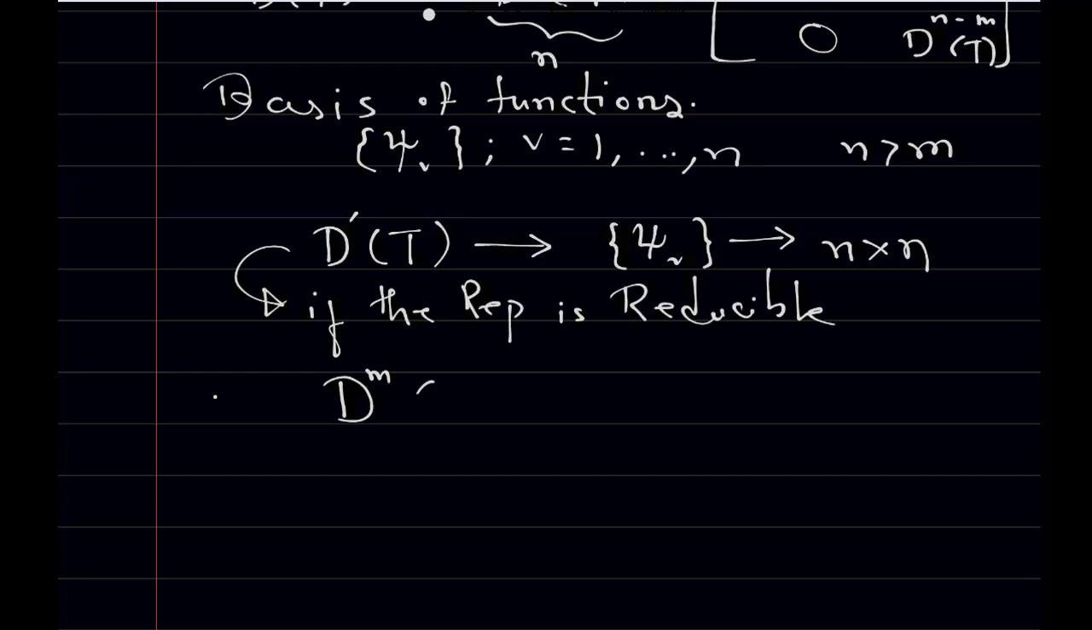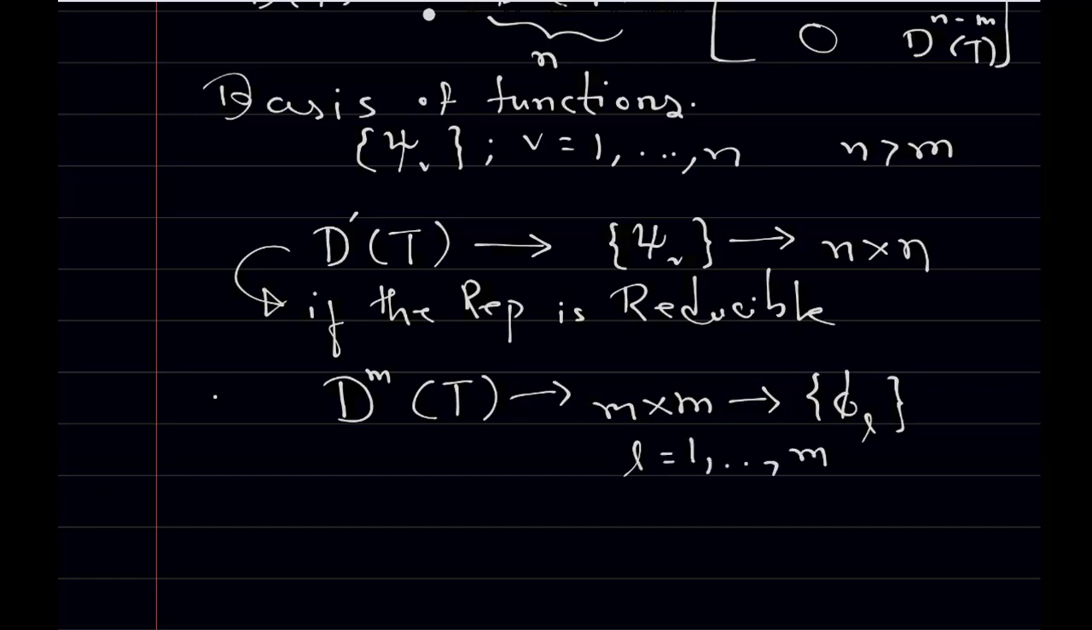That means that for the same operator you can find a set of bases, let me call this phi L, such that L goes from 1 to M. That means you can always find a basis set in which you have represented your D M of T, the small matrix M cross M, which forms a part of the bigger matrix, N cross N. Any doubts here? No. So let me move on.